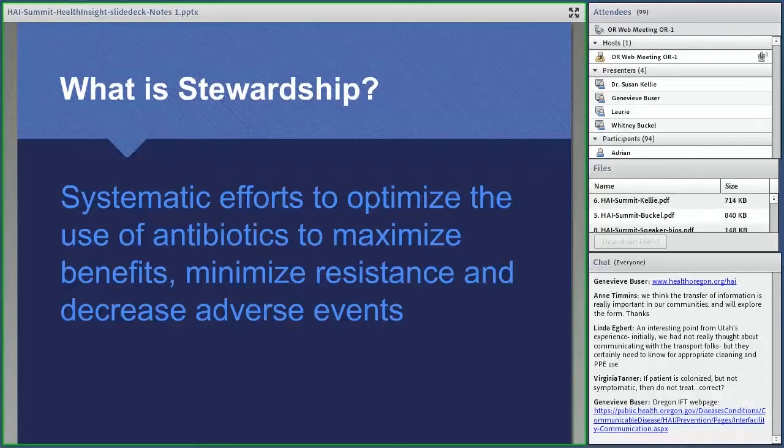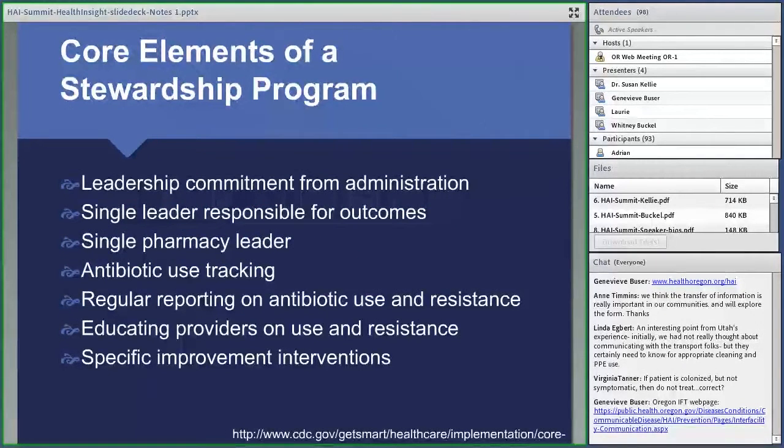similar to things like infection control. So how do we go about achieving this overarching goal? First of all, it's recommended to start a program. The CDC website, with the Get Smart campaign, has a lot of links to help with what to do to start a stewardship program. But these are the main elements.